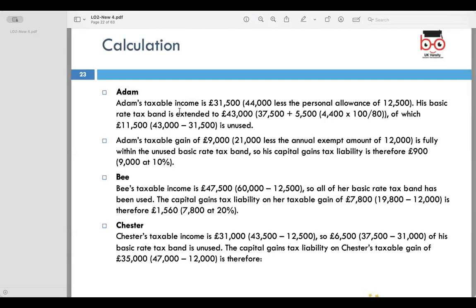His basic rate tax band has gone up to 43,000 pounds, 37,500 plus 5,500 pounds, which is 4,500 times 100 divided by 80 for gift aid is used, but only 11,500 pounds of that, 43,000 minus 31,500 pounds, is used for taxes.